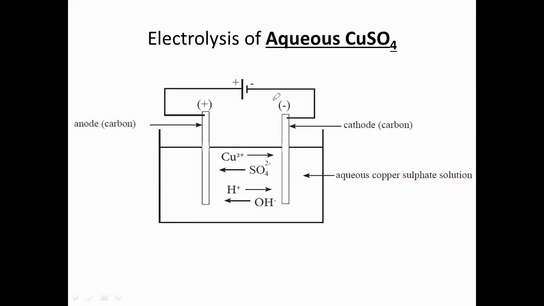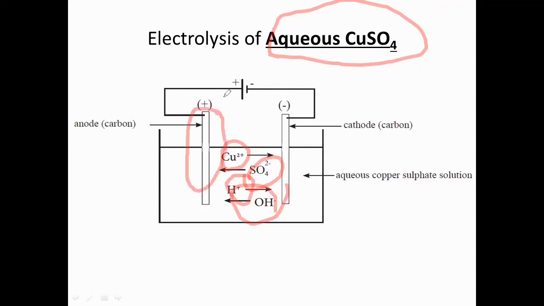Next, electrolysis of aqueous copper sulfate. Copper sulfate in the aqueous state consists of copper ions, sulfate ions, hydrogen ions and hydroxide ions. The electrode which is connected to the positive terminal of the battery is known as the anode or positive electrode, and the electrode which is connected to the negative terminal of the battery is known as the negative electrode or cathode.